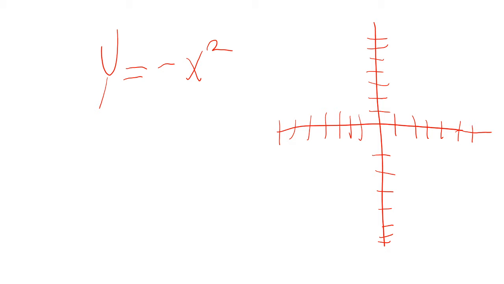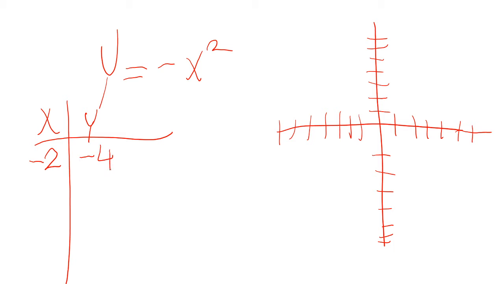Okay, so hopefully you've come up with a solution. I'm going to have my x and my y table. I'm going to plug in some values. I'm going to put in a negative 2. Negative 2 squared is 4, but we have a negative over here, so that makes it negative 4. Now we're going to put in a negative 1. Negative 1 squared, that's 1. We have a negative though. We slap on the negative, we get negative 1.